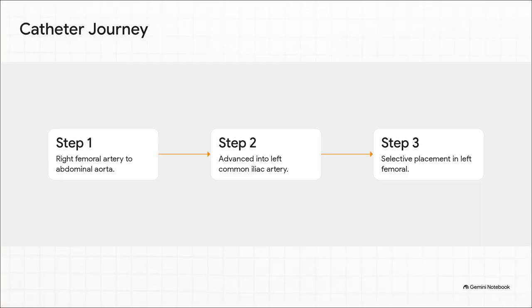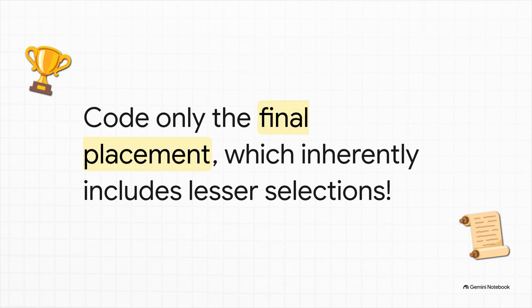Finally, we've arrived at Section 5, Clinical Coding Rules. Let's put this into practice with a real-world scenario to track a catheter's progression. Step 1, the physician achieves access and places the catheter in the right femoral artery, advancing it up into the abdominal aorta. Then, from that main highway, in Step 2, they advance it down the opposite side into the left common iliac artery. And finally, in Step 3, they selectively navigate it even further down into the left superficial femoral artery.